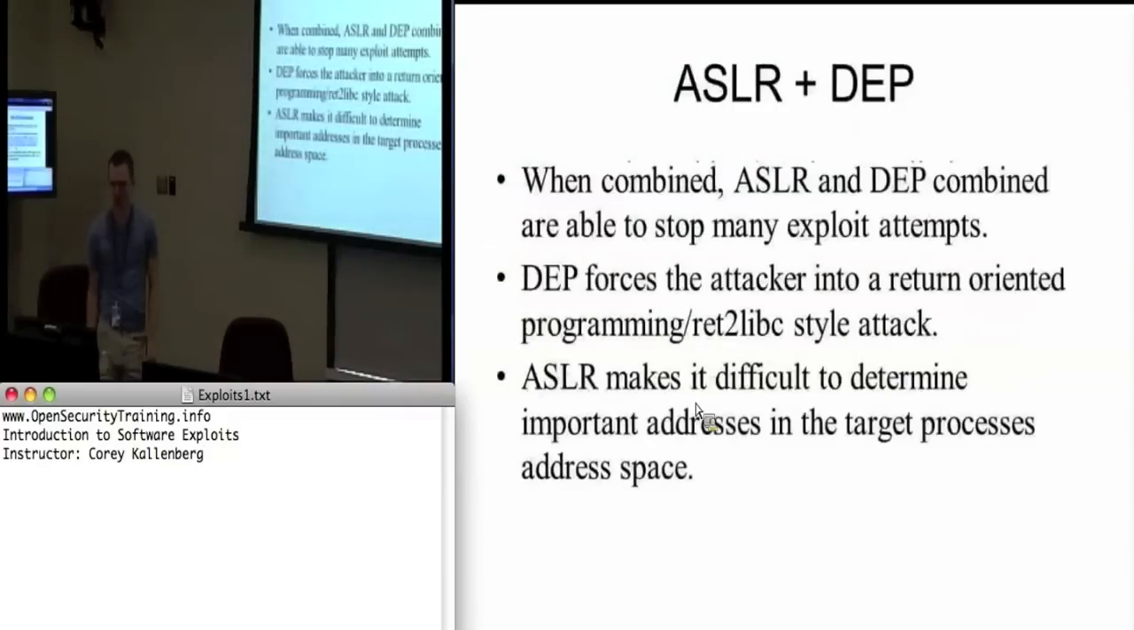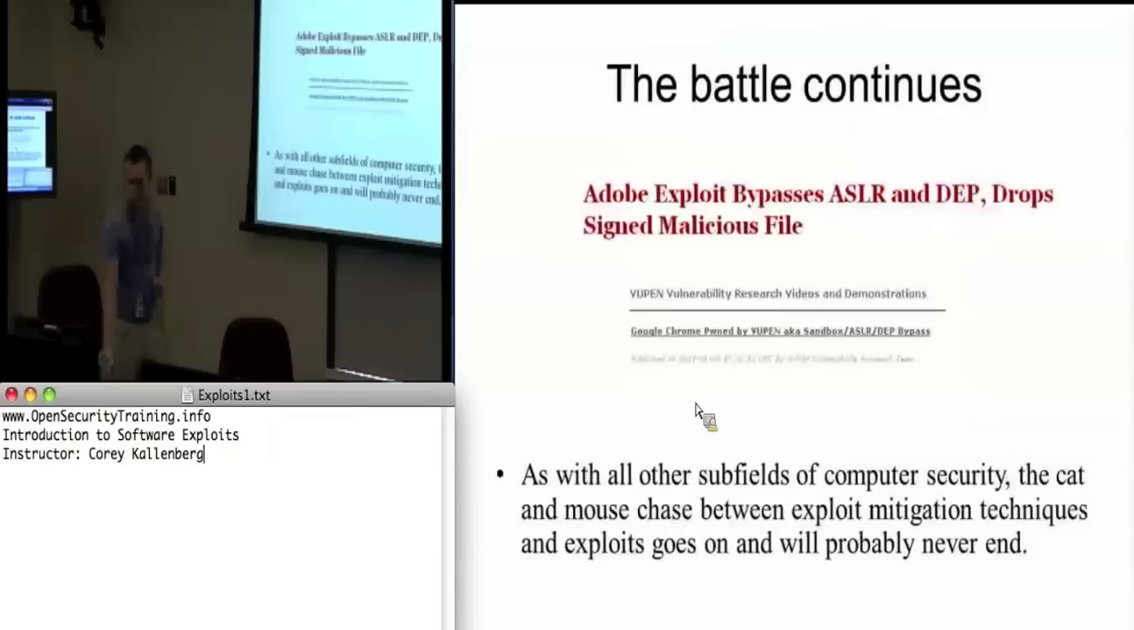So ASLR and DEP are designed to work in concert together. DEP forces you into a return-oriented programming scenario, like return to libc, and ASLR prevents you from reliably knowing where the code is to return to. But even when these two things combine, like I hinted at, it's really just making the attacker's life harder. This will render some scenarios unexploitable, but a large number of them are still exploitable and just take a lot more work to develop a successful payload for them.